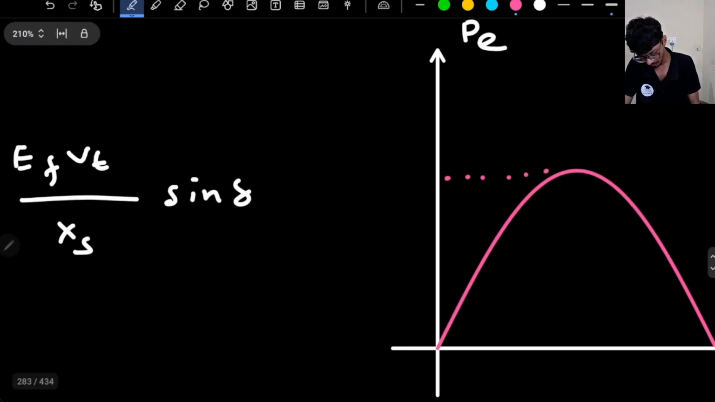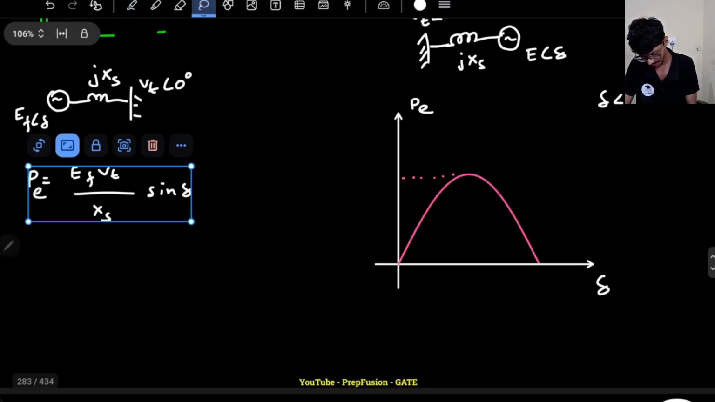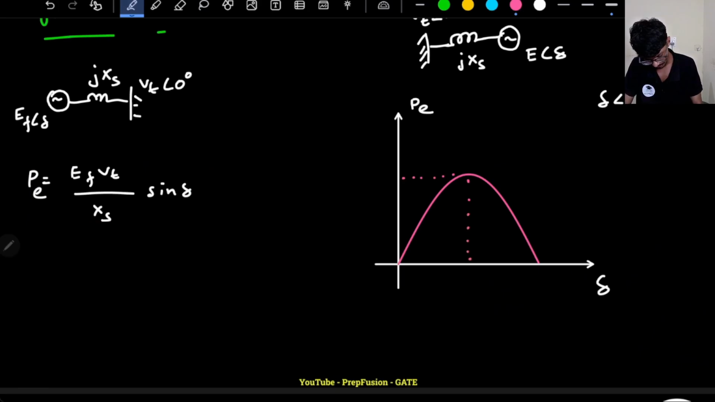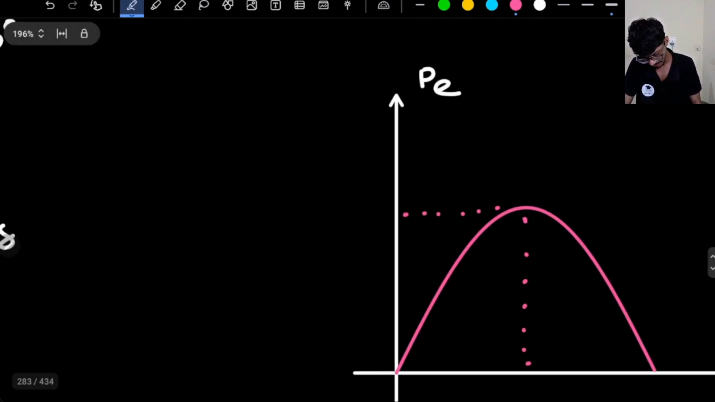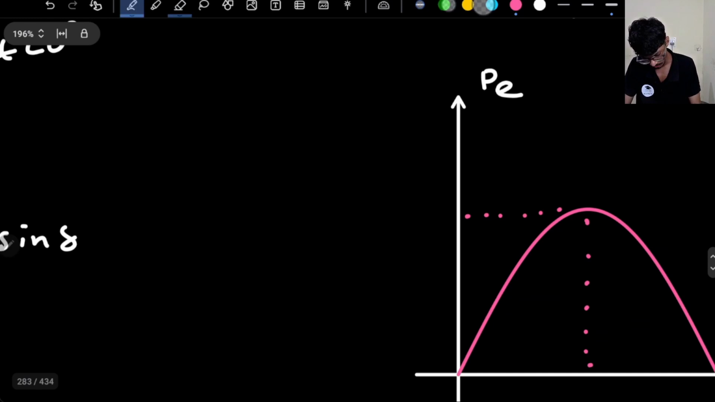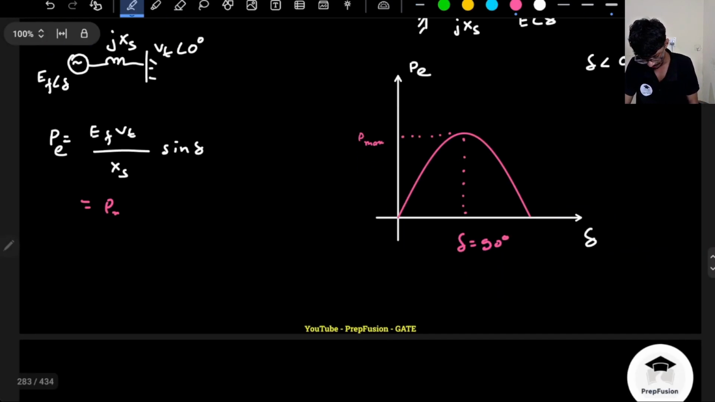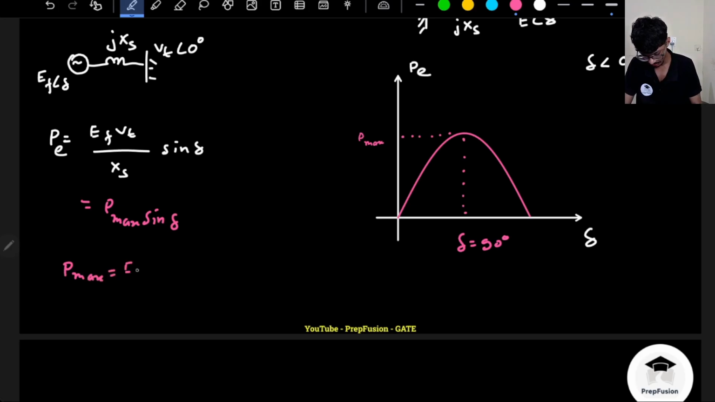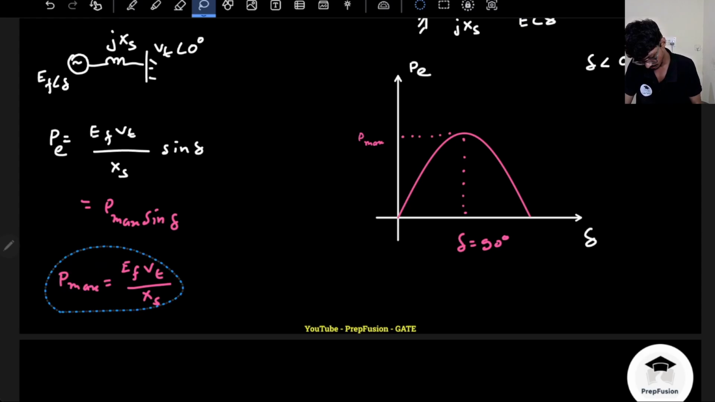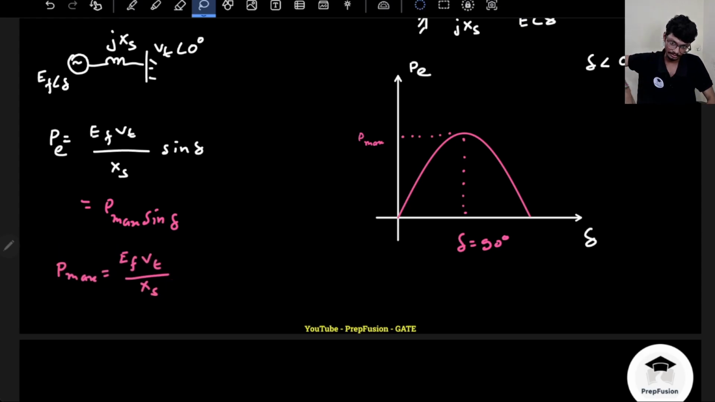What is the maximum power? That happens at 90 degrees. We get the maximum power at delta equals 90, which equals EF VT by XS. This is P max. So basically it is just a sine function, so this will be equal to P max into sine delta, where my P max is equal to EF VT by XS. This is what my P max is equal to, correct?